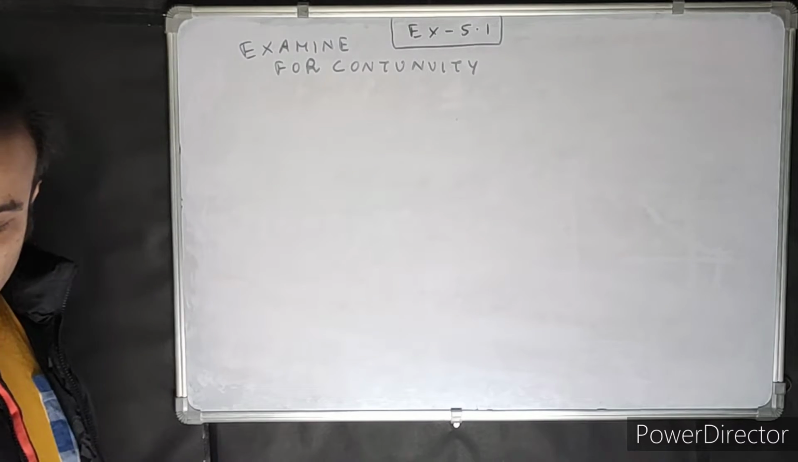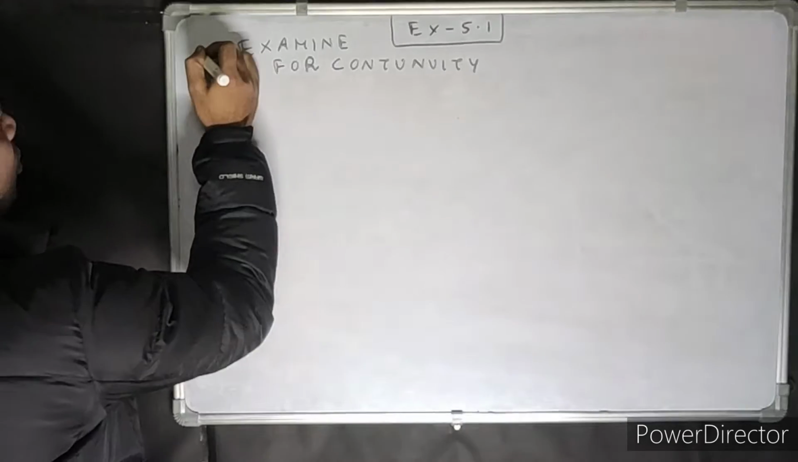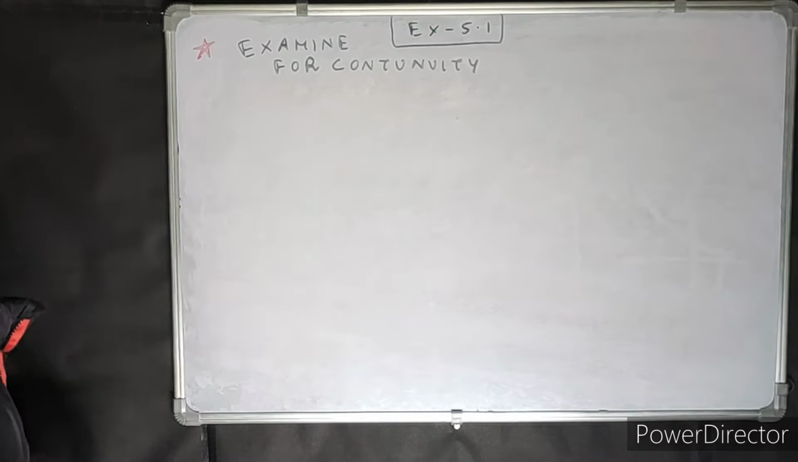Today I am going to continue your video for continuity and differentiability. I have done till question number 4, and I am going to start with question number 5. I have already written the exercise number and what we have to do. You have to examine for continuity. This was the heading. Now we are going on to question number 5.